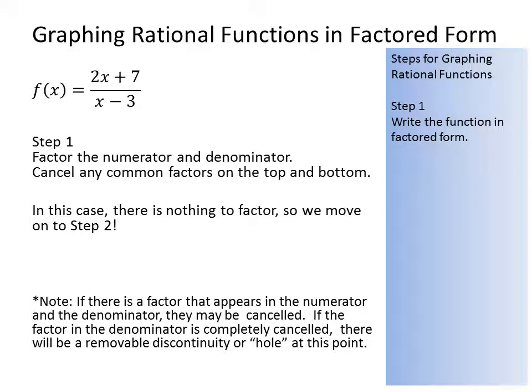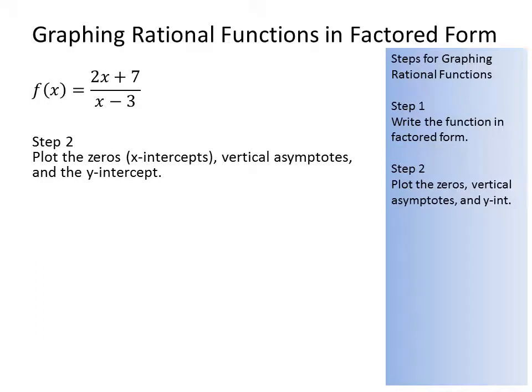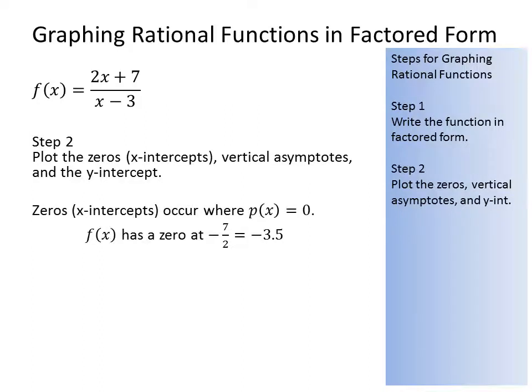The first step is that we need to write the function in factored form. That is, if we have something that is not factored, we need to factor it. In this case, it's already factored, so step 1 is already done. Step 2 is we want to plot the zeros, the vertical asymptotes, and the y-intercept. So let's talk about each of these in turn.